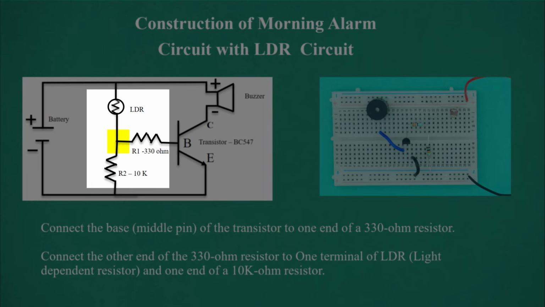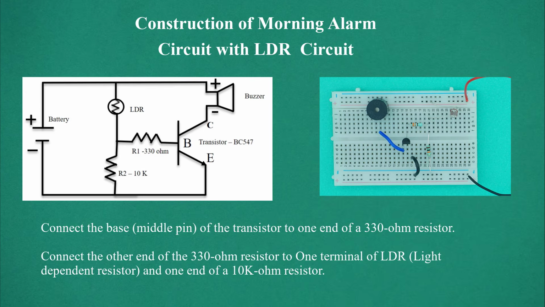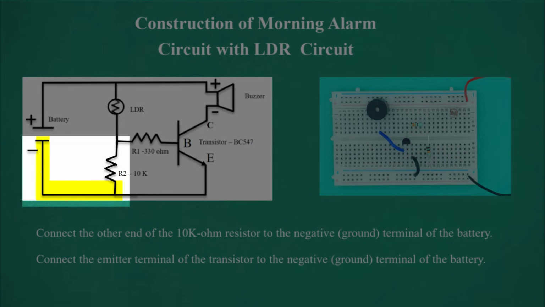Connect the other end of the 330 ohm resistor to one terminal of LDR, light dependent resistor, and one end of a 10k ohm resistor. Connect the other end of the 10k ohm resistor to the negative ground terminal of the battery.